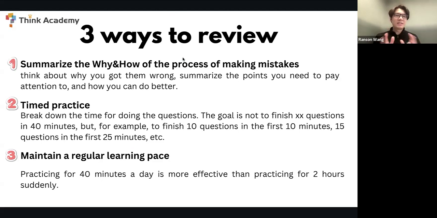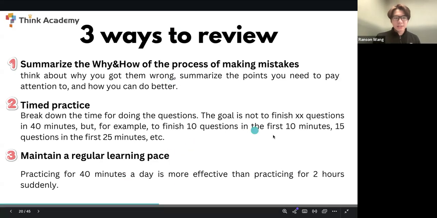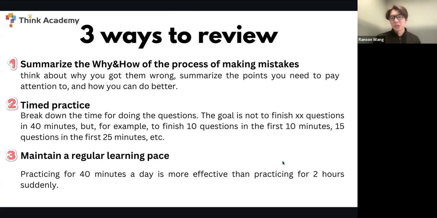For the specific time allocation strategy, I will also give you an example, sort of like templates for different stages of the students. But that's just for your reference. Again, different students have different situations, so you have to adjust that. And the third one is to maintain a regular learning pace. Do not rush. Do not all of a sudden give tons of practice. That will just make our students feel overwhelmed. Okay, so these are the three suggestions for review.